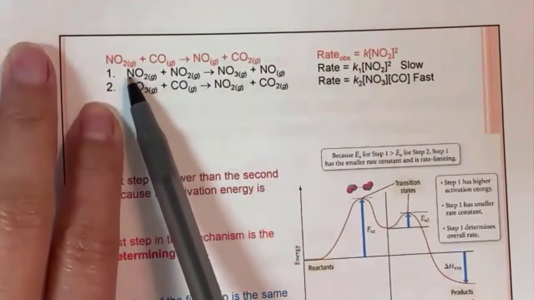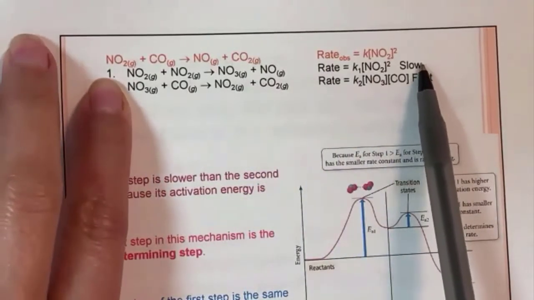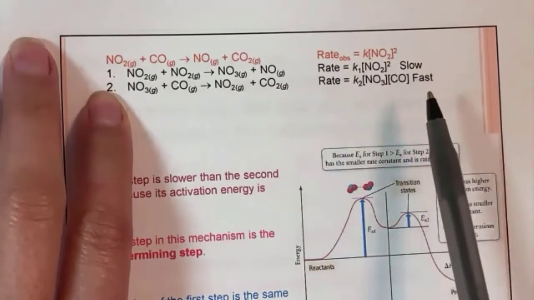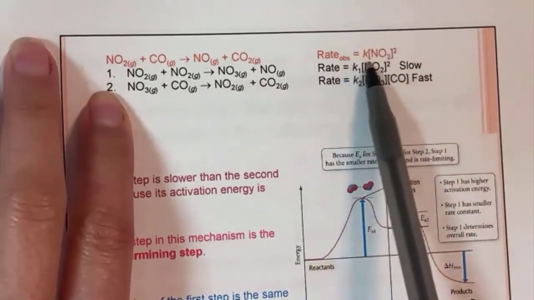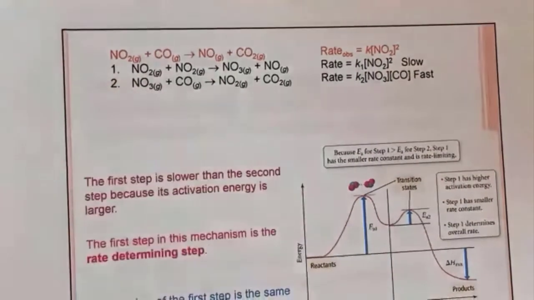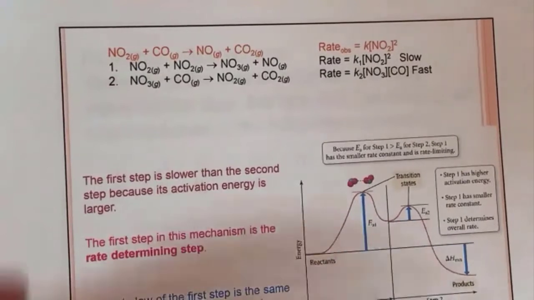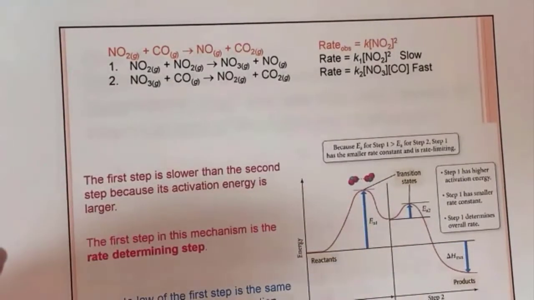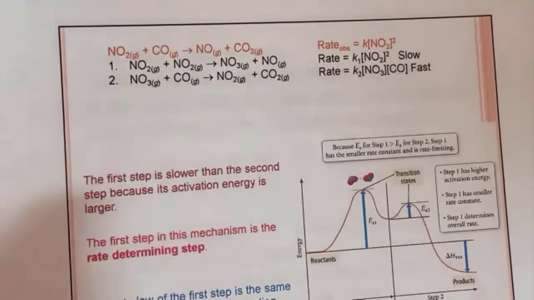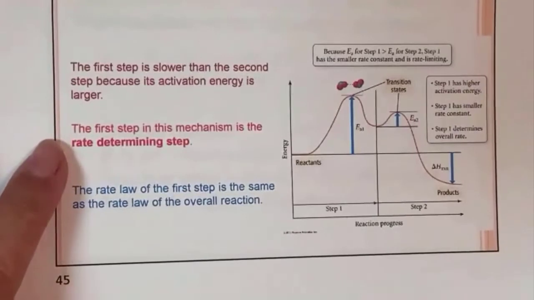So if you knew the mechanism, this is step 1, that's step 2. And then they'll tell you the first step is a slow step, the second step is a fast step. So the rate of the overall, which is what they observed here, is the same as the rate of the slow step. Basically, if I see the slow step, that's the rate for my overall. But you gotta be able to tell who's slow and fast, which is why they will label it for you. So the first step is the slow step, so it's called the rate determining step here.